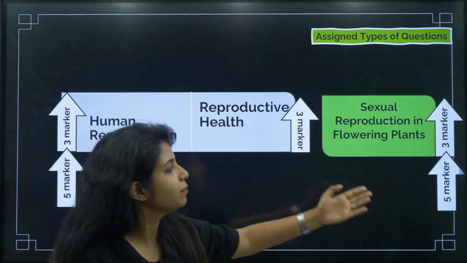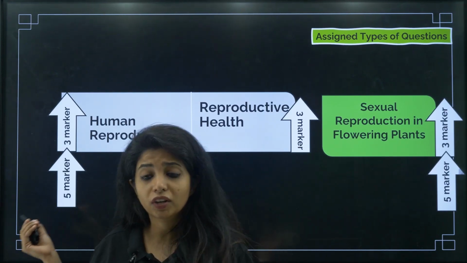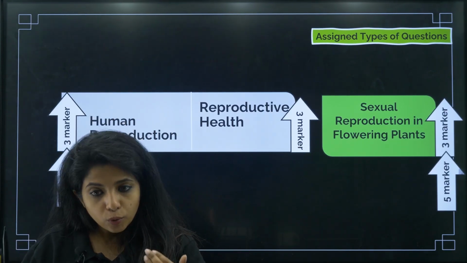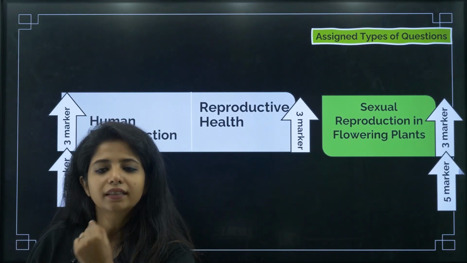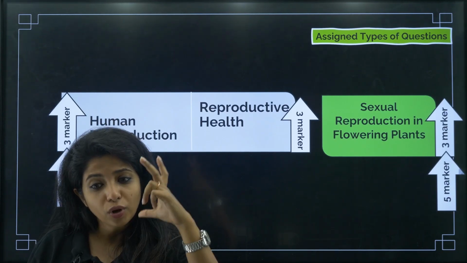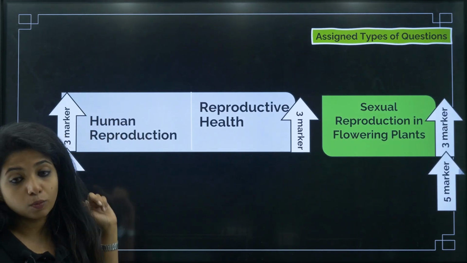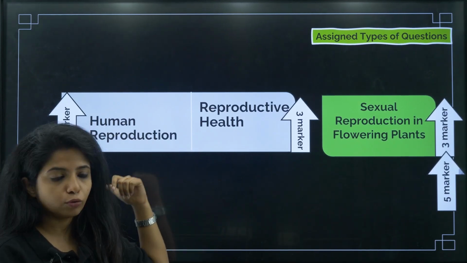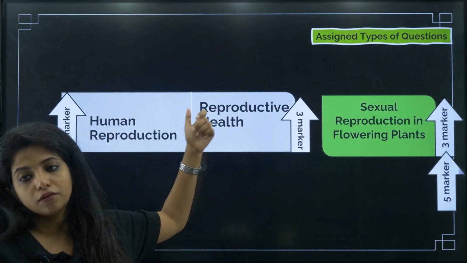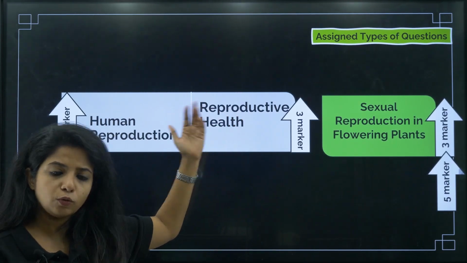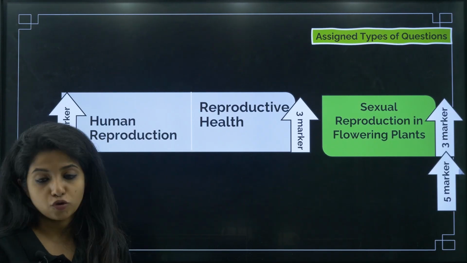But when I say that 5 marker or 3 marker questions will come, probably you might try to write things and understand how you have to frame your answer, big answers. Which is why I have mentioned it over here. So you can expect 3 and 5 from both these chapters, and 3 marker from reproductive health, and might be 2 marker will be there. MCQ might also be there.